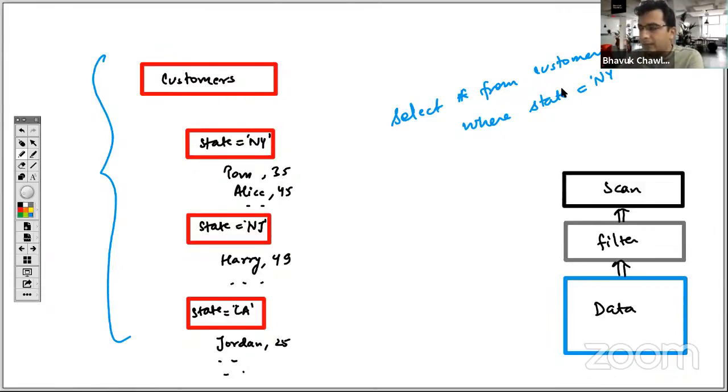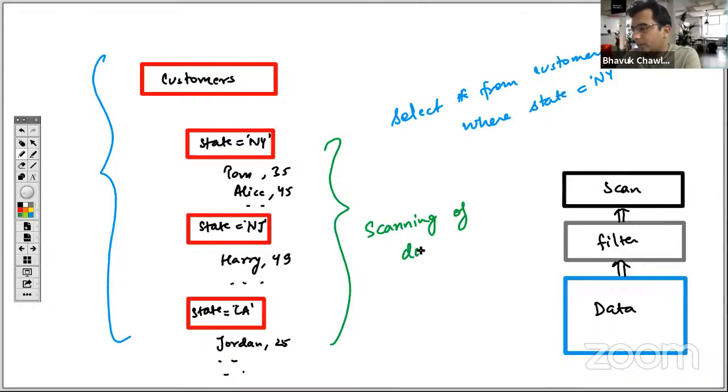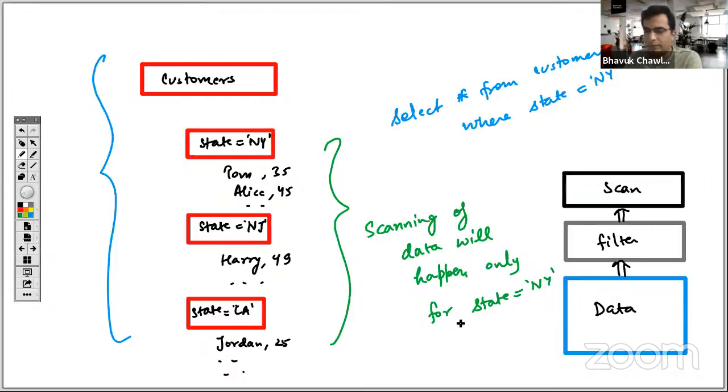So when we apply this partition pruning, filtering is happening, and we are able to avoid the full table scan here. Scanning of data will happen only for state equals to New York. It will not be doing a full table scan. So that's the benefit that we are getting, because we are avoiding a lot of disk IO and network IO.